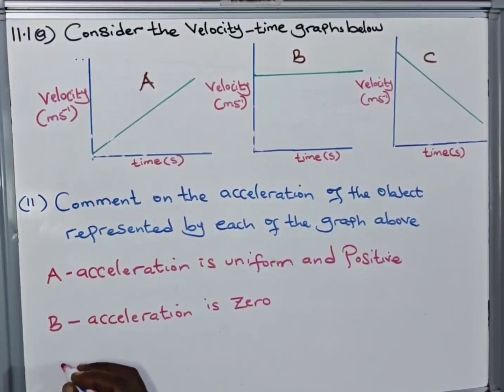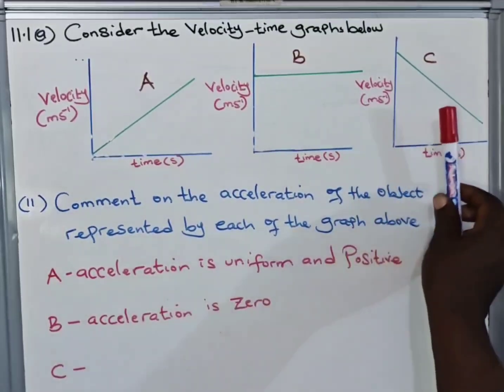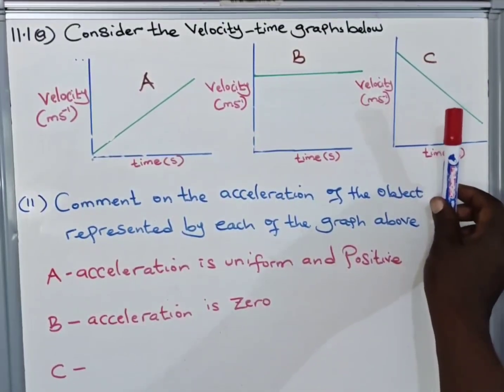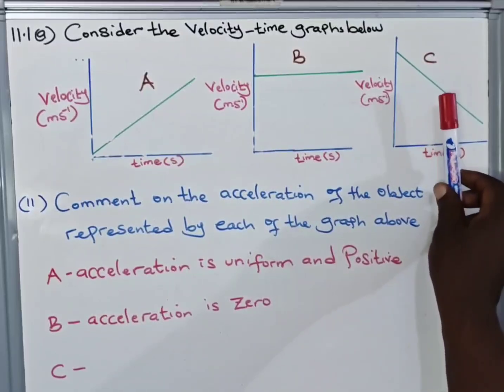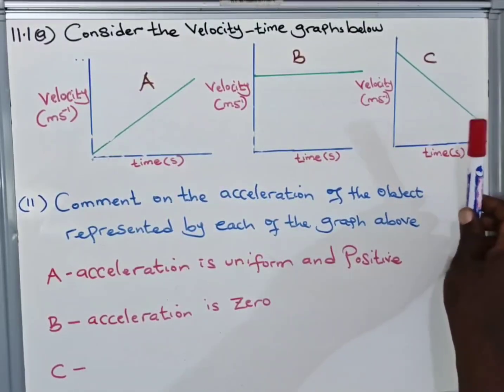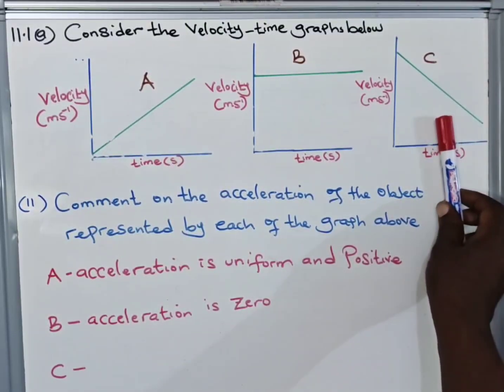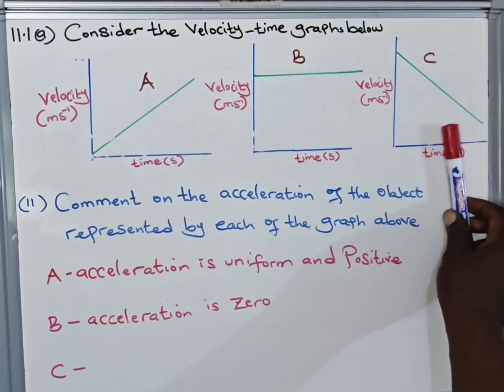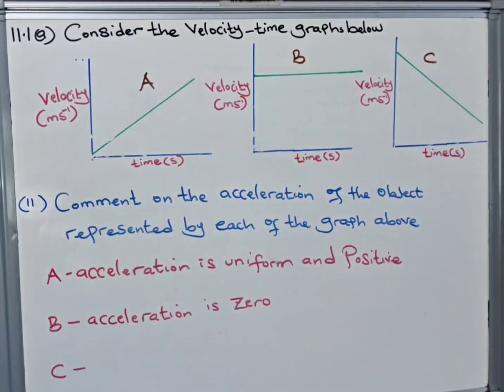Then we come to C. What can we say about acceleration of C? Acceleration of C is uniform but negative. And negative acceleration is called deceleration.